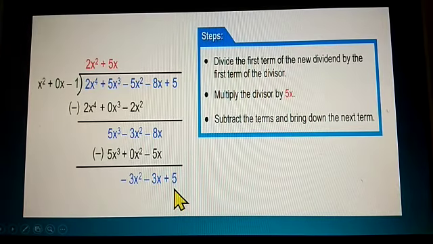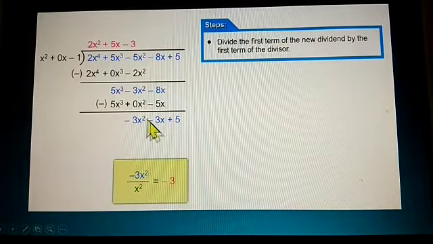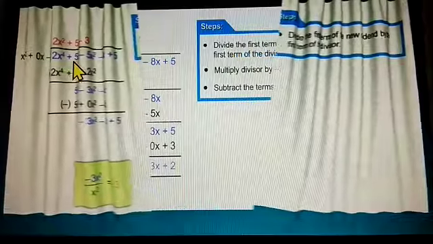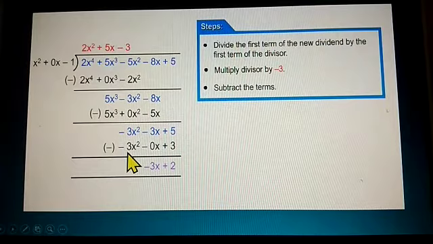Again the same step is to be followed. What is the step? You need to take the first term of this divided by the first term of that divisor. That is minus 3x square to be divided by x square. So minus 3x square by x square is equal to minus 3. That is the next part of the quotient. After finding the quotient, what do we do? That quotient is multiplied by the divisor. So what are we getting? Minus 3 into x square is minus 3x square. Minus 3 into 0x is minus 0x. Minus 3 into minus 1 is plus 3.